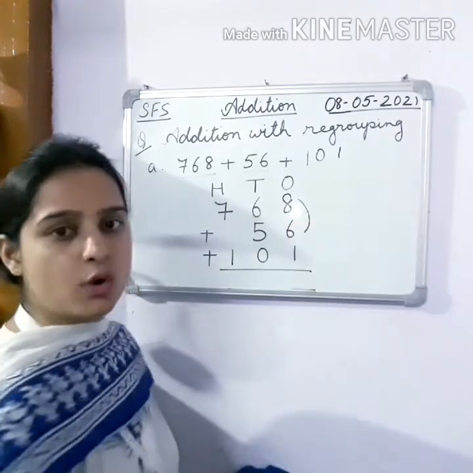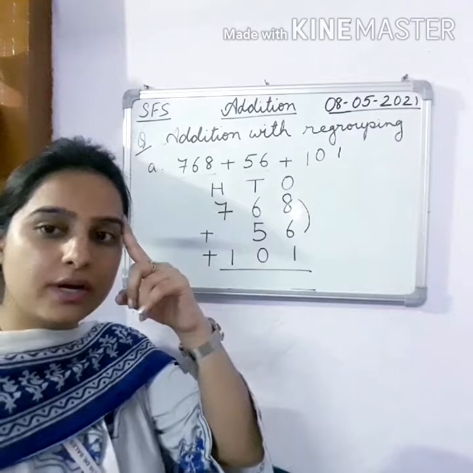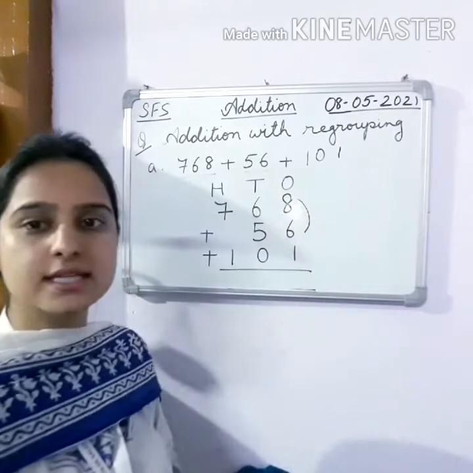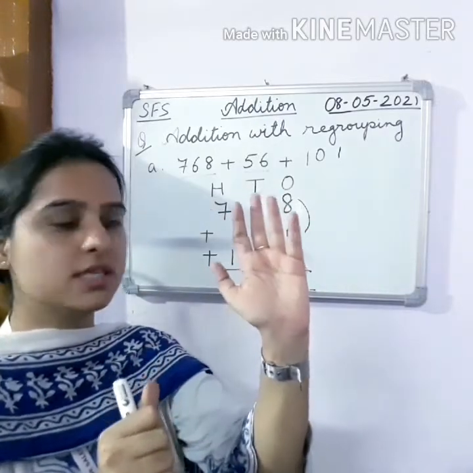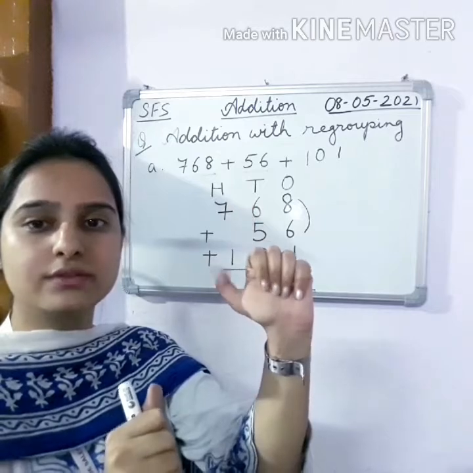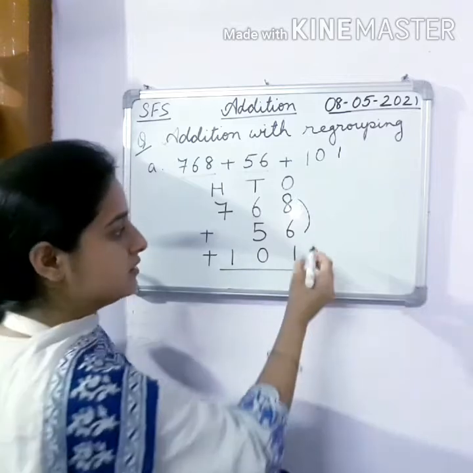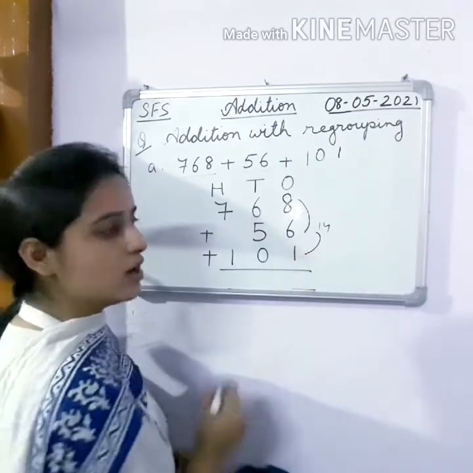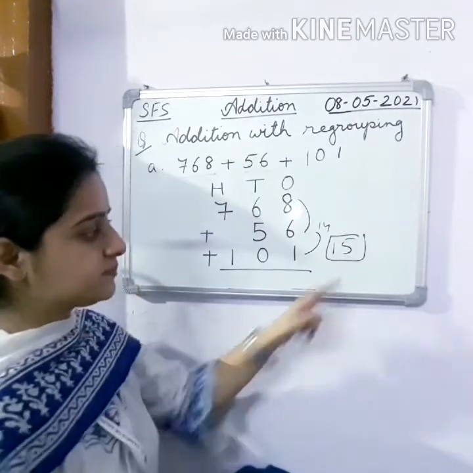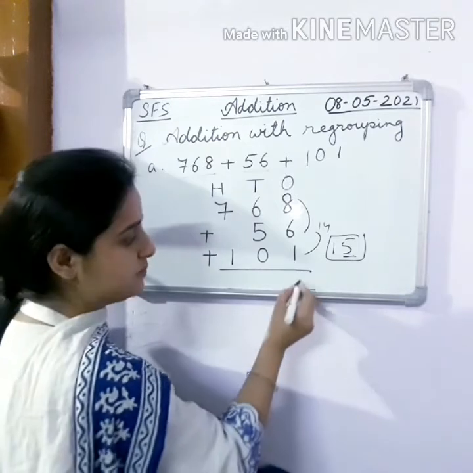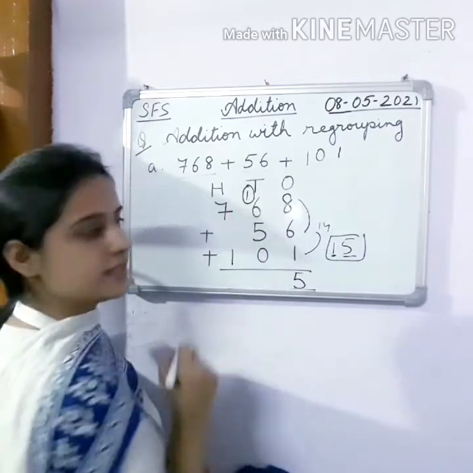8 plus 6 is what? 14, right? Keep the bigger number in your mind. That is 8, you keep in mind. And you can count 6 on your 6 fingers. After 8 you start counting 9, 10, 11, 12, 13 and 14. So 8 plus 6 you get 14. Then 14 plus 1 is what? 15. So we are getting 15. Now children, this 5 will come in ones place and this 1 will be carried over to tens place.